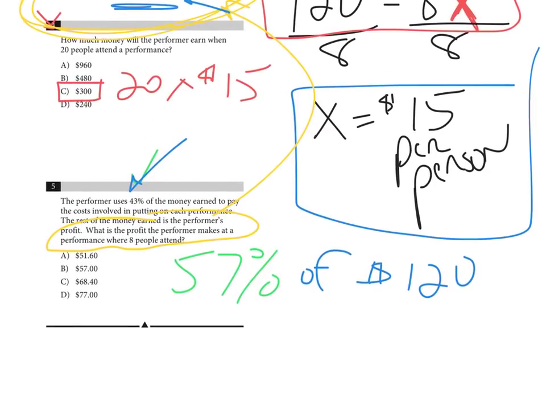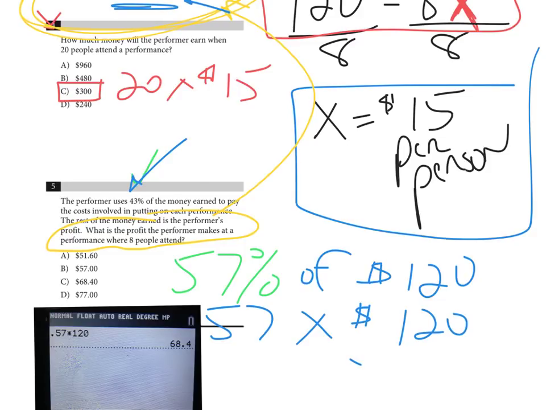So what does that mean? If you do 57%, 0.57, of means times $120, that's how much the performer earns in profit. In this case, the profit is $68.40, or answer choice C.